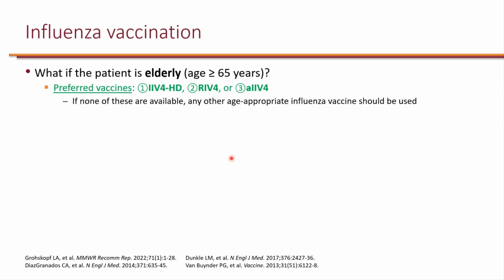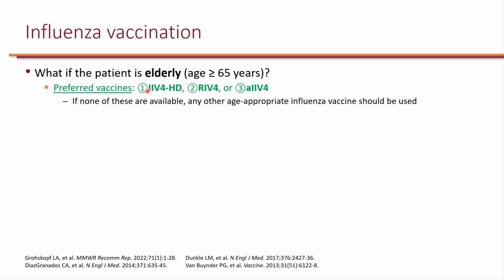Now, what if the patient is elderly, and that's defined as age 65 years or older? So there are 3 preferential recommendations. Either the high dose inactivated influenza vaccine or the recombinant influenza vaccine, which essentially has a higher dose than the standard dose inactivated influenza vaccine, or an adjuvanted inactivated influenza vaccine.